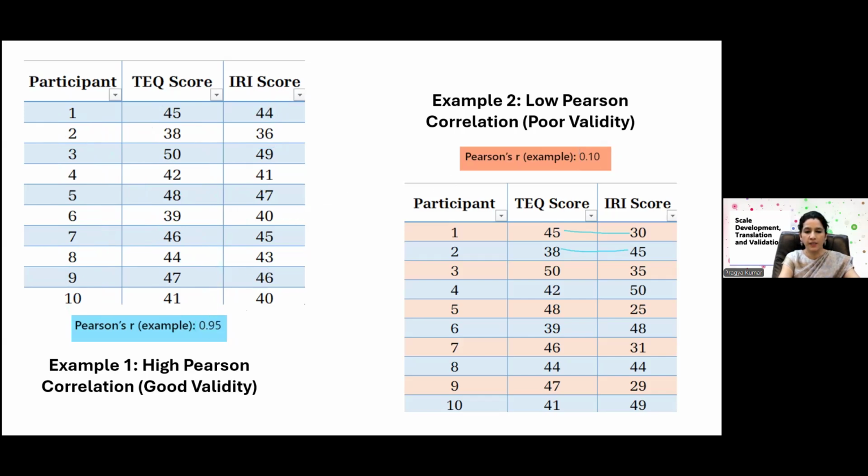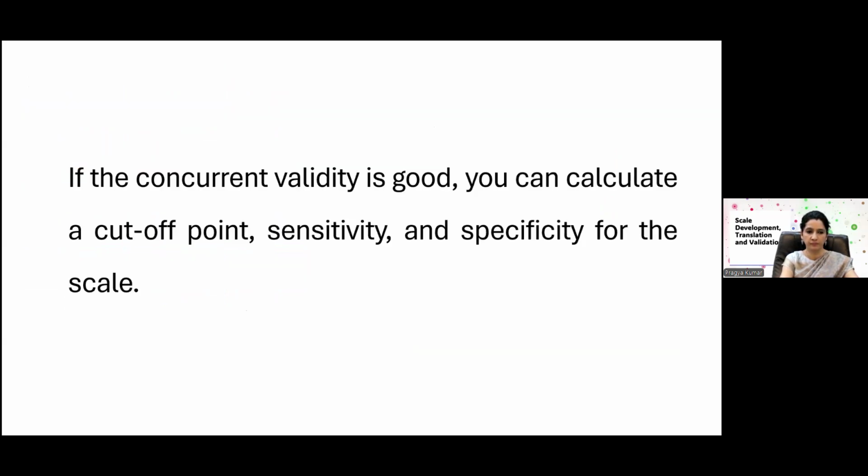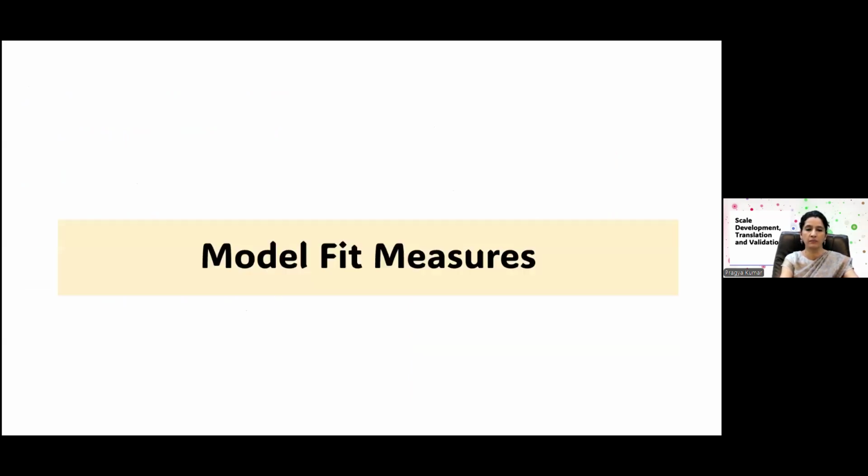And if the correlation is good, then you can calculate the sensitivity, specificity, and ROC analysis also with that particular scale. You can decide the cutoff point and all. So this was regarding the validity and the confirmatory factor analysis. I will demonstrate how to do this.